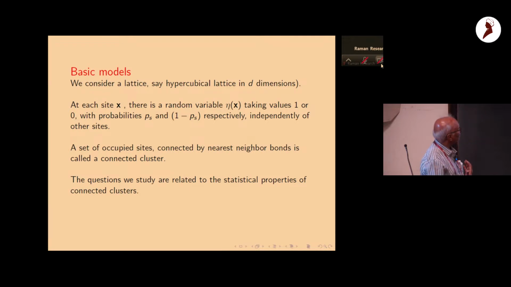The model we will discuss is called the site percolation model. There is a lattice, and at each site there is a random variable eta, which takes values 1 or 0. It takes 1 with probability Ps and 0 with the remaining probability, 1 minus Ps. And this occurs independently at each site. This is our basic model.